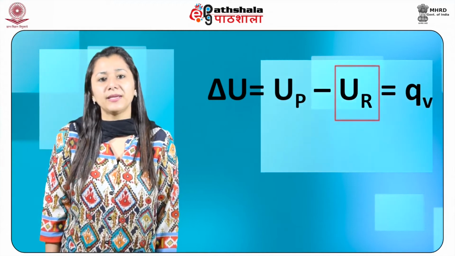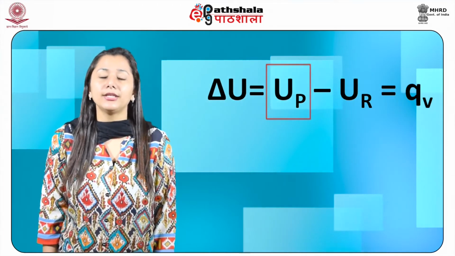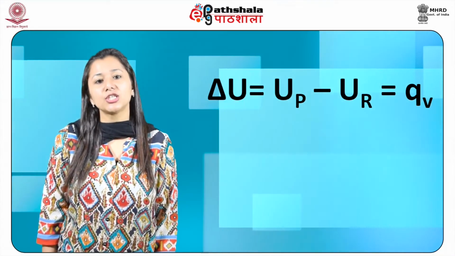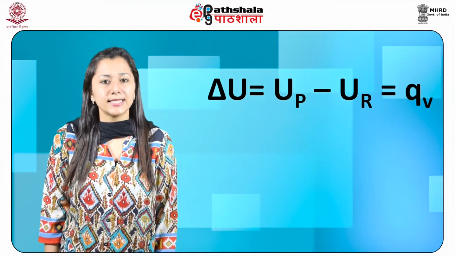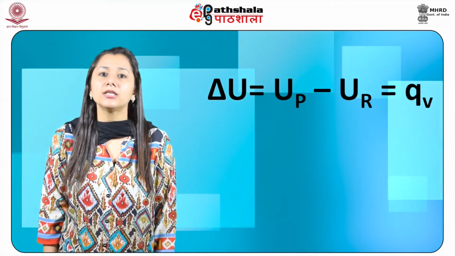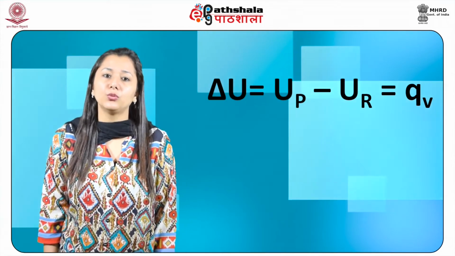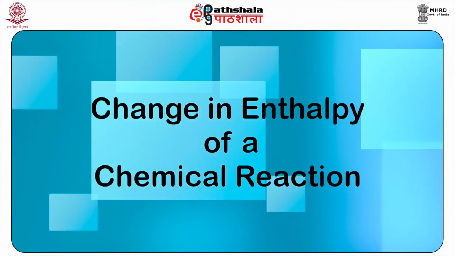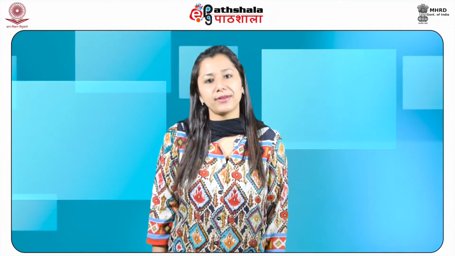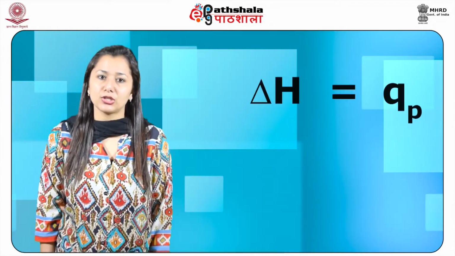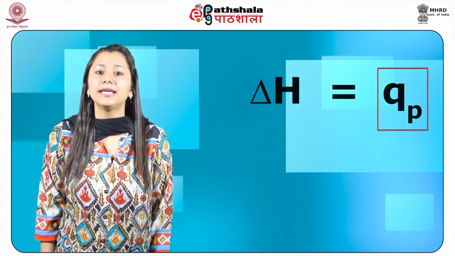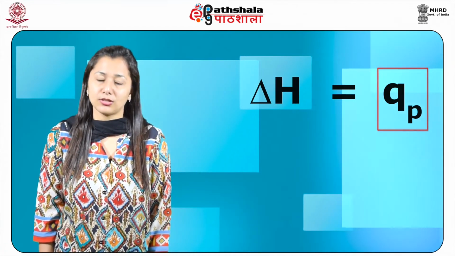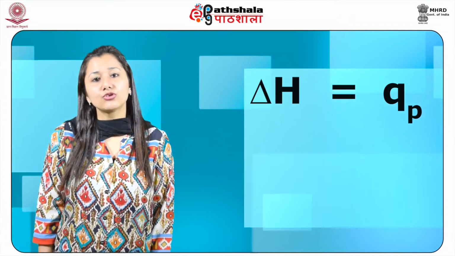Let UR be the internal energy of the reactants and UP be the internal energy of the products. Thus, the change in internal energy will be given by equation as delta U equals UP minus UR, which is equal to QV. Now we shall see the change in enthalpy of a reaction. The heat exchanged at constant pressure is called as the enthalpy change. Suppose QP be the heat exchanged during a chemical reaction which is occurring at constant pressure. Then delta H is equal to QP.